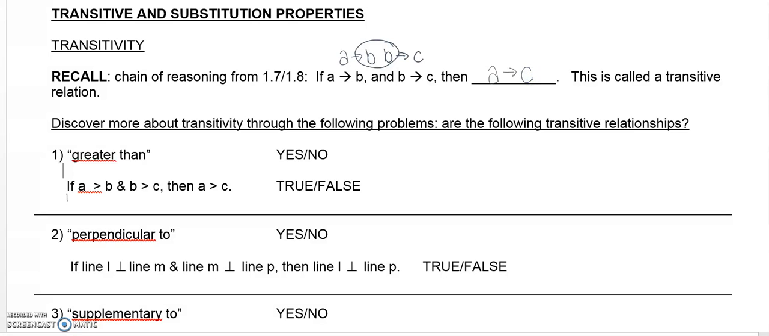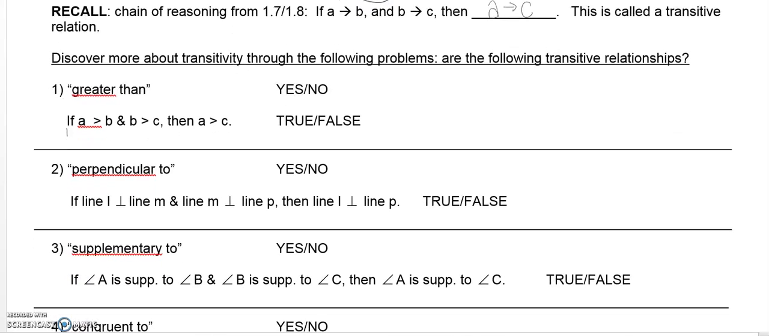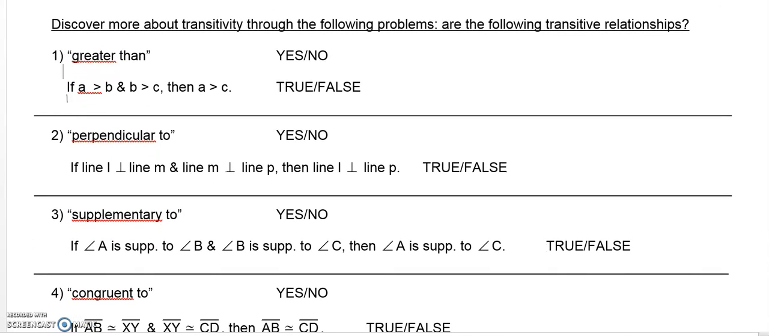This is called a transitive relationship. Yes, it's the chain rule, but it's also called a transitive relationship. And this is something that we can use in our proofs from now on. We're going to talk about some additional transitive relationships, just to give you more of a concrete example of what a transitive relationship is. So we're just going to identify what are transitive relationships and what aren't, and a couple examples of that.